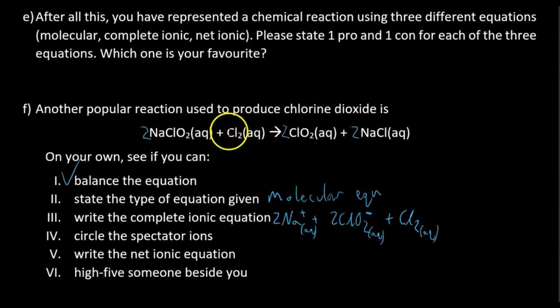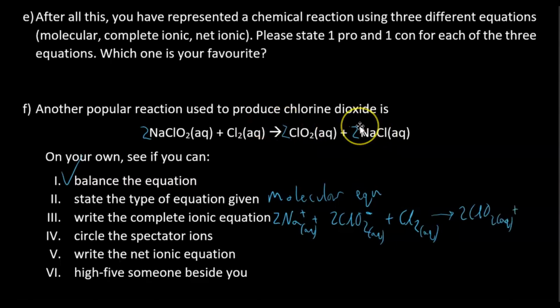This is chlorine gas dissolved in water. You may see this as a G here. In the product side here, we have 2 ClO2, so 2 chlorine dioxide. Now, it's not an anion. It's not an anion, and it's a covalent compound, so it doesn't split up. So 2 ClO2 aqueous plus.